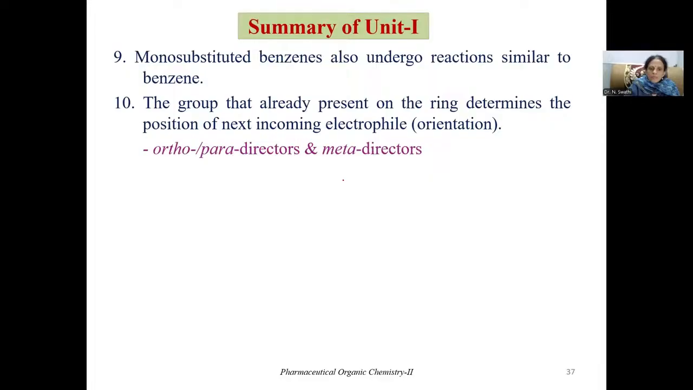Okay. Now coming to the key important points in today's discussion, monosubstituted benzenes also undergo reactions similar to benzene. That means toluene, nitrobenzene, chlorobenzene, they will also undergo electrophilic substitution reactions similar to benzene. The group that is already present on the ring determines the position of the next incoming electrophile. This is what I repeatedly discussed in today's session. That is what is known as orientation.